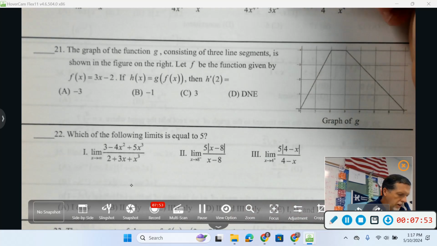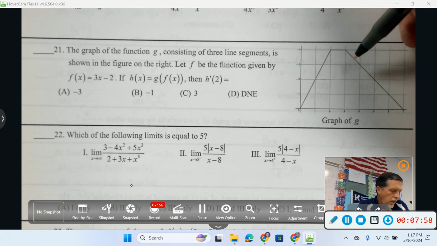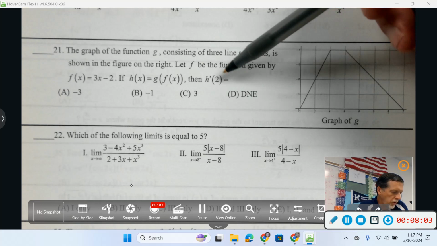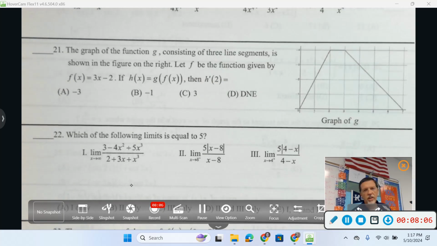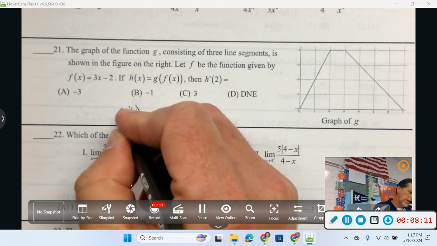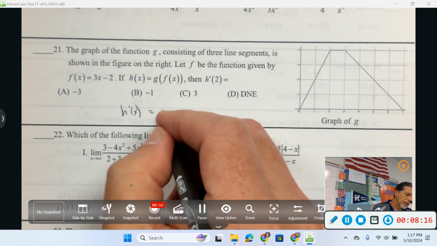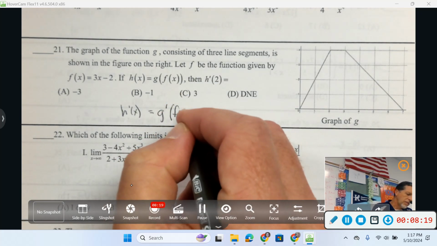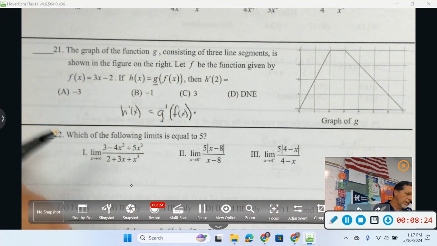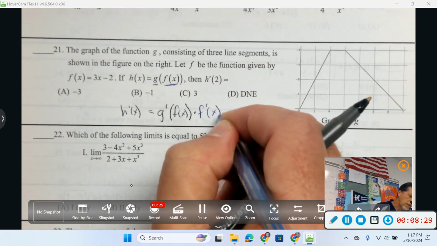The graph of function g, 3 line segments, is on the left. F of x is 3x minus 2, and we want the derivative at 2 of g of f of x. Okay, so let's find the derivative first, then we'll worry about plugging in 2. So outside in, one layer at a time, g prime of f of x. That's the outer layer. And then the inner layer, derivative of f of x would be f prime of x.